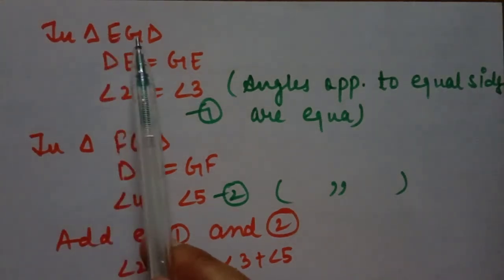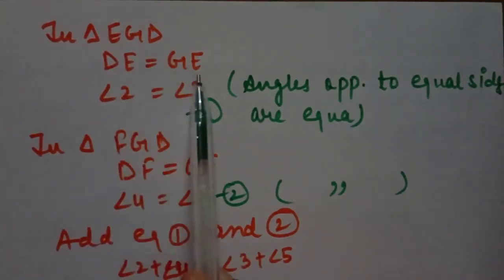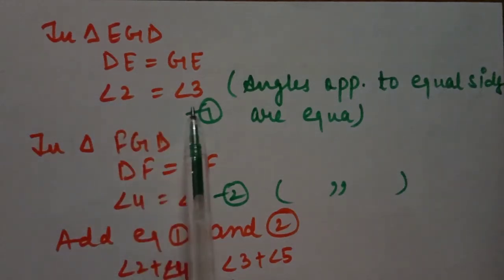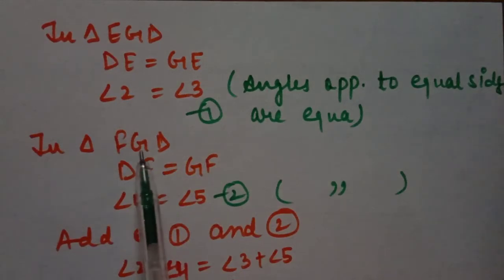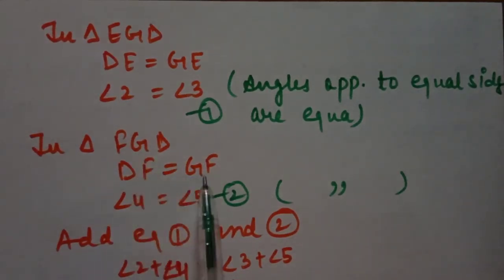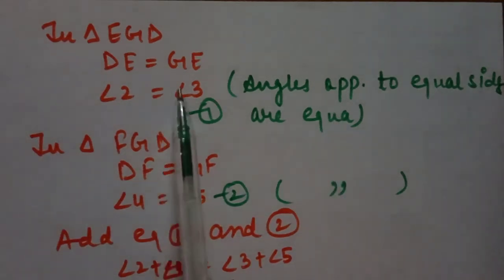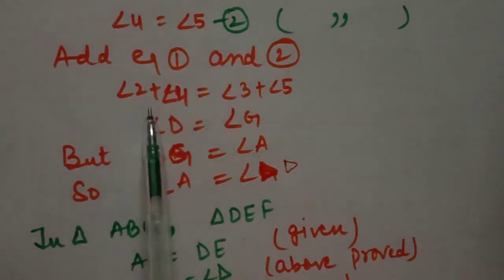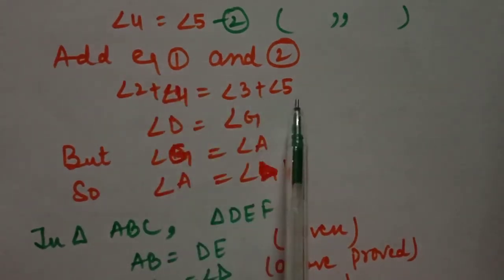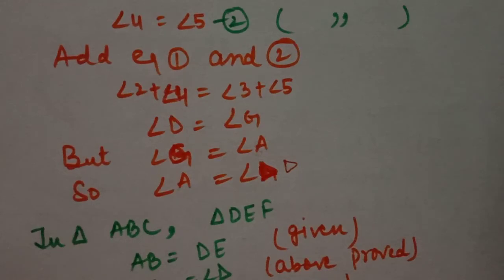In triangle EGD, I already explained D and G are equal. So angle 2 and angle 3 are also equal to each other. Angle opposite to equal sides are equal. In triangle FGD, DF and GF are equal. So the base angles are also equal with the same reason. Add equation number 1 and 2. After adding equation number 1 and 2, we have angle 2 plus 4 is equal to 3 plus 5. Angle D and angle G are equal. But angle G and A are equal to each other. So definitely A and D are equal to each other.